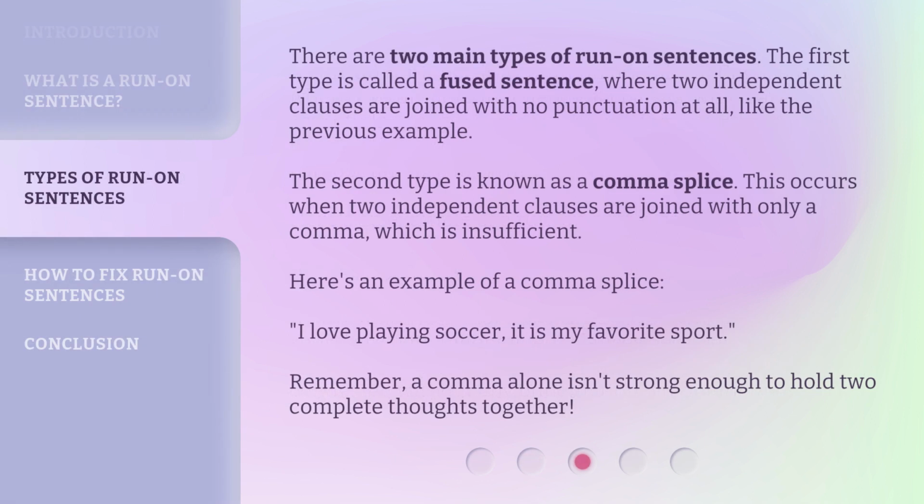There are two main types of run-on sentences. The first type is called a fused sentence, where two independent clauses are joined with no punctuation at all, like the previous example. The second type is known as a comma splice. This occurs when two independent clauses are joined with only a comma, which is insufficient. Here's an example of a comma splice. I love playing soccer, it is my favorite sport. Remember, a comma alone isn't strong enough to hold two complete thoughts together.